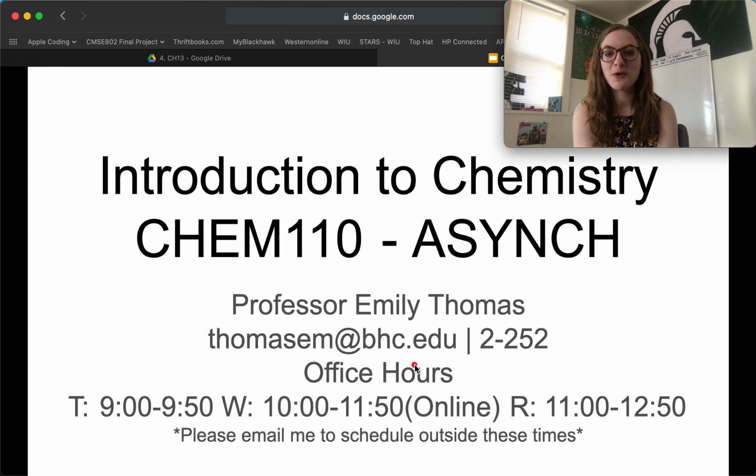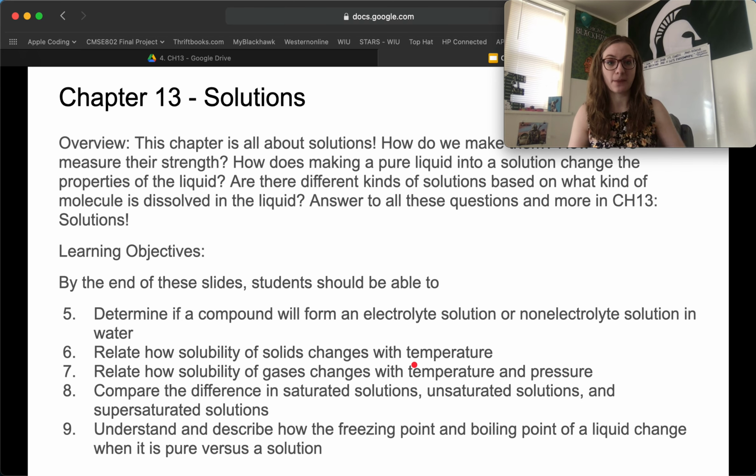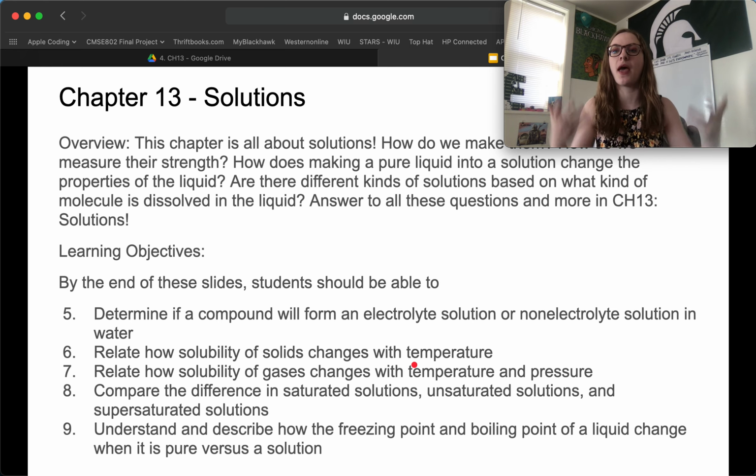Hello, everyone. We're back for part 2 of chapter 13, Solutions. This set of slides focuses a bit more on how solutions affect our life. The beginning part of the chapter went through some of the basics of how we talk about solutions and how strong they are. However, here we're going to figure out all the different ways we interact with solutions and how they affect our lives. So sit back, relax, and enjoy.